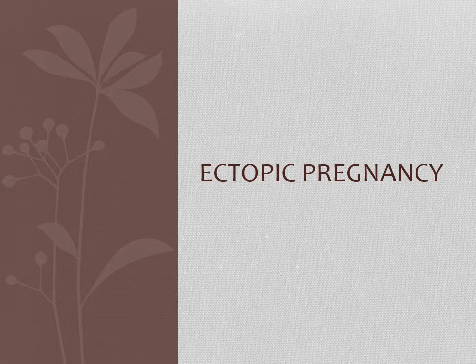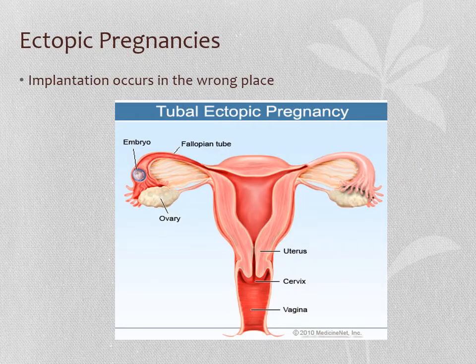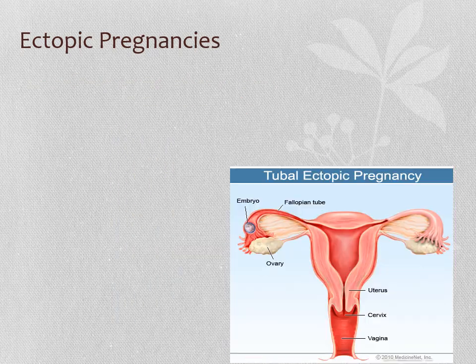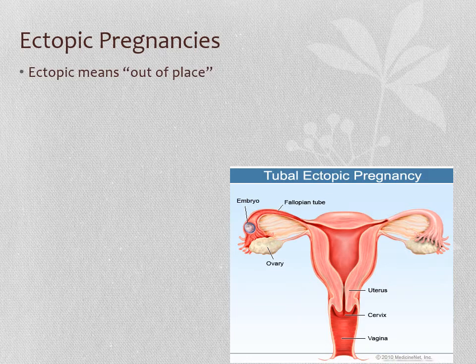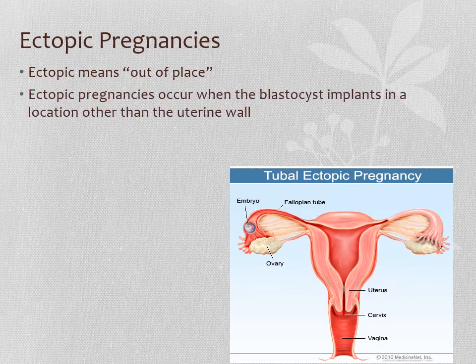So now let's talk about the other anomaly, which is ectopic pregnancy. So ectopic pregnancies are pregnancies where implantation happens in the wrong place. Implantation, as you know, is supposed to happen in the uterine cavity. And if it's going to happen somewhere else, that's going to create some problems. So the word ectopic just means out of place. You're in the wrong place. You're not in the endometrium like you're supposed to be, right?